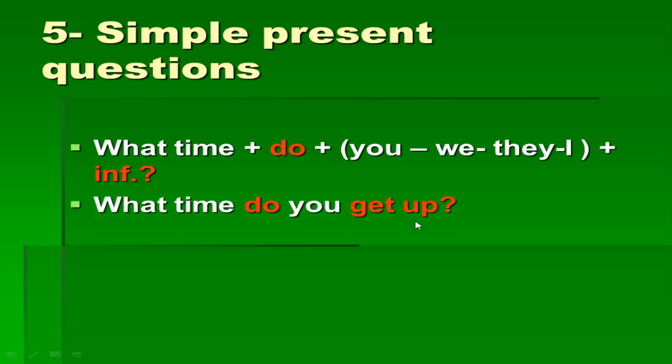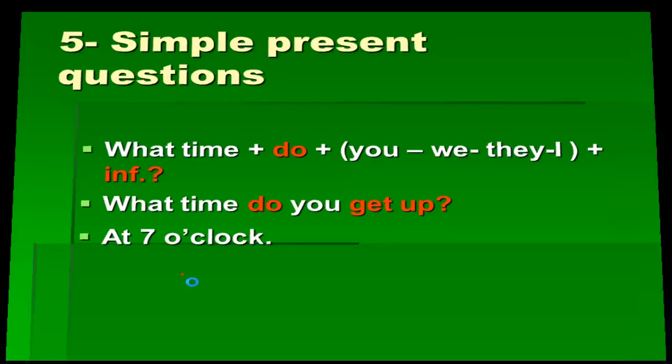What time do you get up? At what time do you get up? Get up, T soft D. T between two vowels, between E and U, soft D. Get up. At 7 o'clock. So A, question: what time do you get up? B: at 7 o'clock.